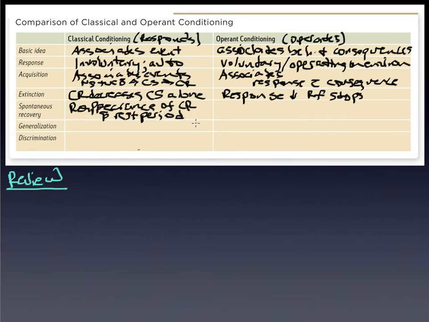In operant conditioning, we're talking about the reappearance of an extinguished response. And that happens in both of these. It's probably more dramatic in a lot of ways within classical conditioning itself.